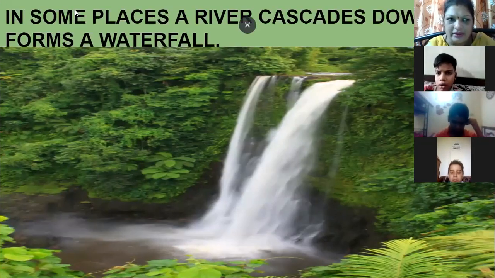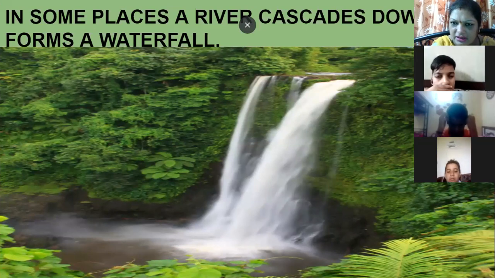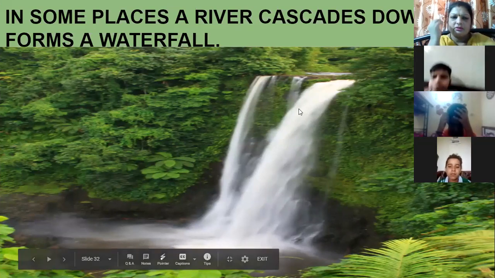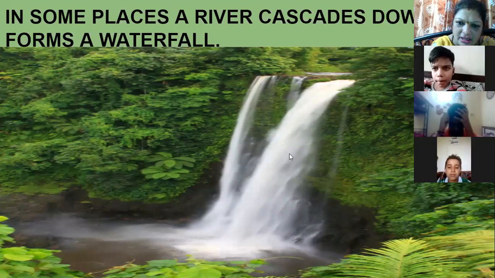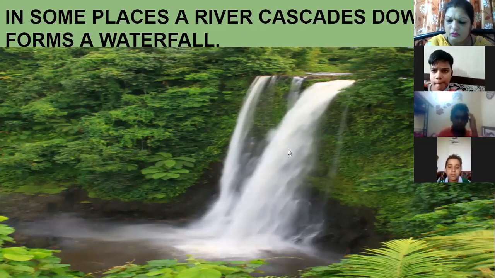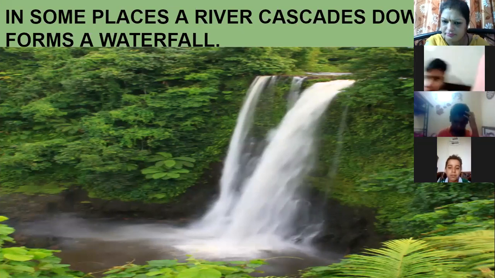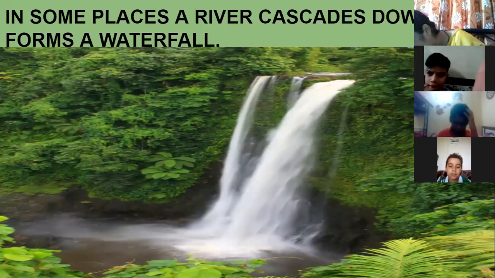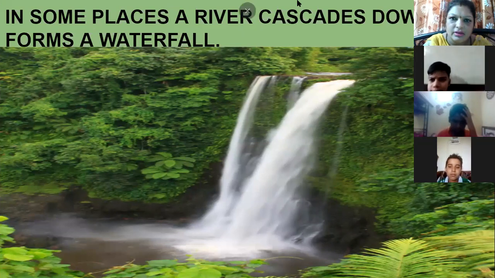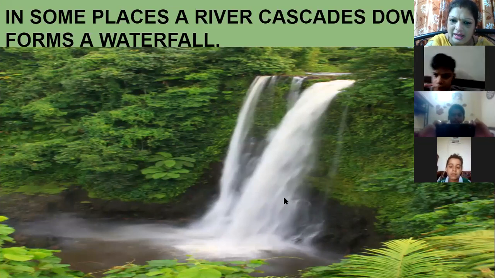Now, sometimes in some places, this is a river which is flowing, and now this river falls down. You can see the water falling down. So when a river's water falls down, what is it known as? It is known as a waterfall.